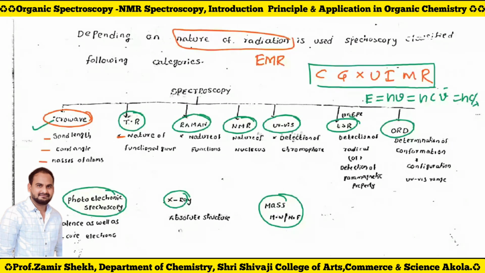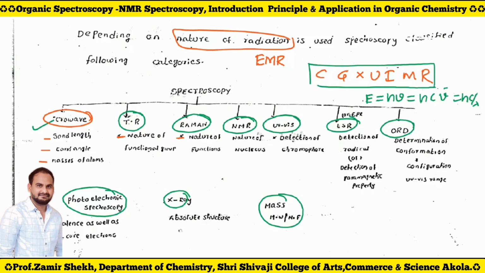Then the next one is Raman spectroscopy. Raman spectroscopy also deals with the nature of the functional groups, which we can predict. So IR and Raman have some similarities. These are called comparable techniques, and they have some similar functions.